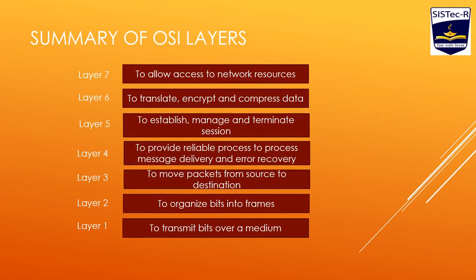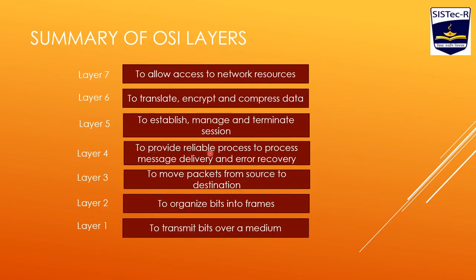Now, a summary of the OSI layers. Layer 1 is the physical layer, to transmit bits over a medium. Layer 2, which is the data link layer, organizes bits into frames. It will convert bits into frames. And layer 3, which is the network layer, what will it do? It moves packets from source to destination.